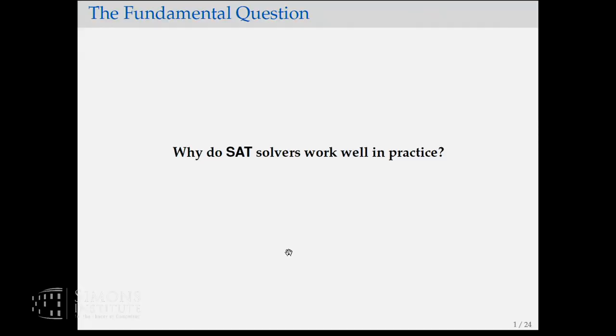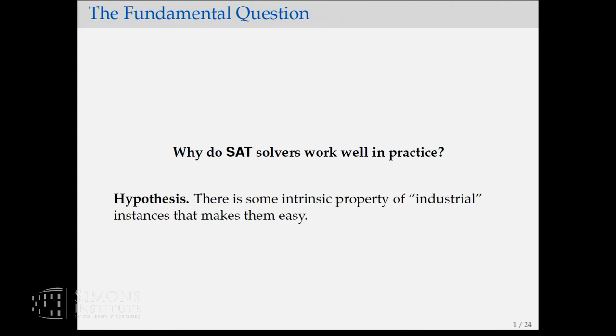So let's start with SAT. The question is, why do SAT solvers work well in practice? We talked about this yesterday a little bit at the discussion. And of course, the SAT community has been thinking about this for a while, and the hypothesis is that, especially with these industrial SAT instances, there must be some property that makes them easy. If we can capture that property, then we can try to prove something about it. And one popular proposal that was mentioned yesterday is this idea of community structure. So let me tell you what that is.